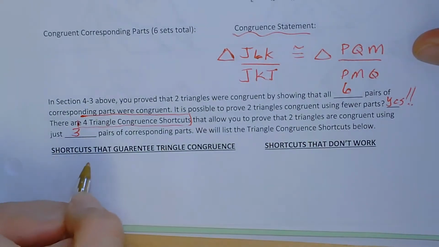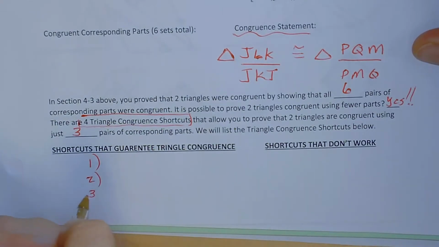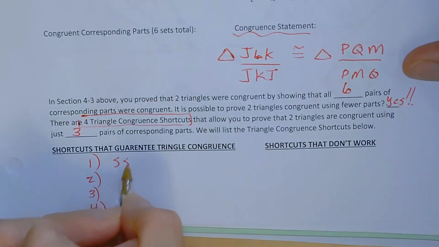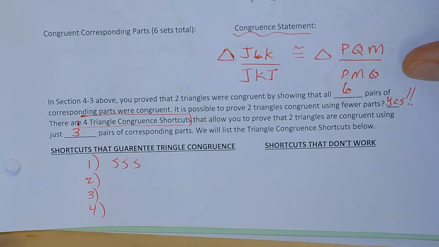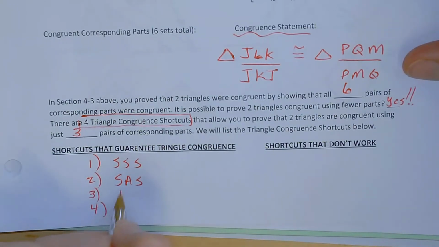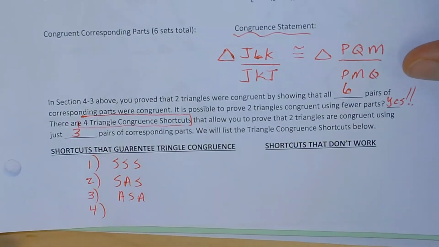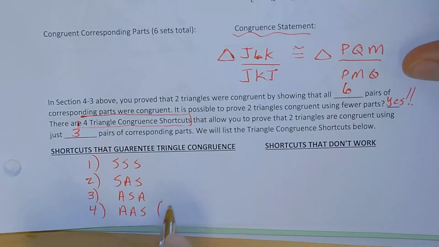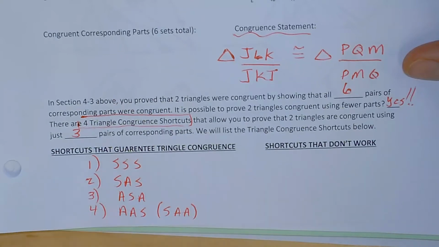So there are 4 shortcuts that work. So do 1, 2, 3, and 4. And I'm going to show you what these mean in a second. We're just going to list them. Side, side, side. Side, angle, side. Angle, side, angle. And angle, angle, side. Now, angle, angle, side could also be side, angle, angle. So I'm going to list those as the 4 that are going to guarantee congruence.